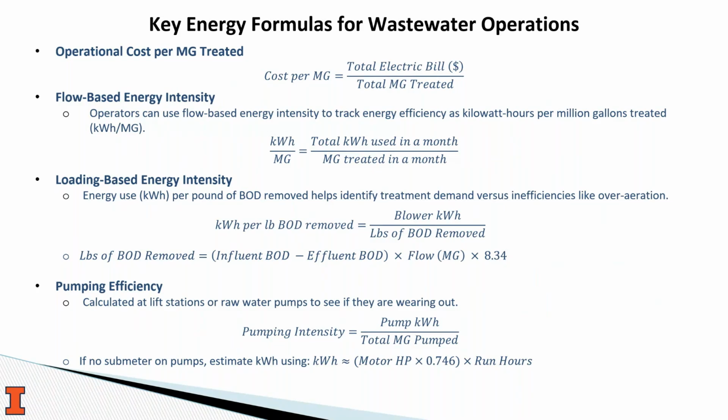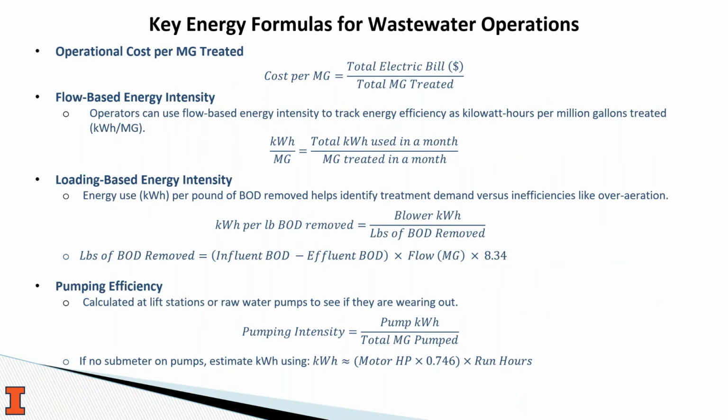Another useful formula is the load-based energy intensity, which looks at energy use relative to process data, specifically pounds of BOD removed. This can help you distinguish between higher energy use caused by increased treatment demand versus inefficiencies like over aeration. To calculate this, you just divide the blower energy by the pounds of BOD removed.